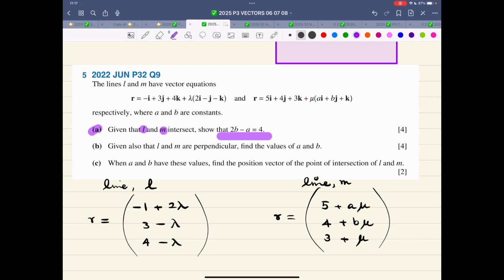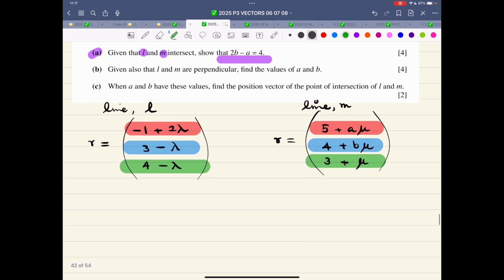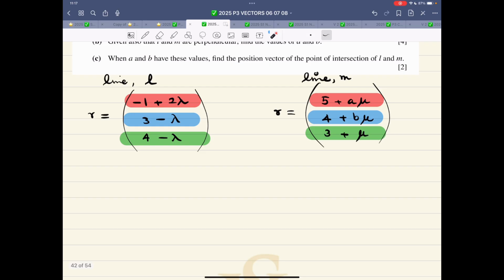So now what do we do? We say that if two lines are intersecting, let me use the red color, the x coordinates are the same, and the y coordinates at that point of intersection are the same, and similarly the z coordinate should be the same. Now think about it. How should we get started? There is lambda, there is mu, there is a, there is b. So now it's kind of a difficult scenario. Now let me get started with the third equation because there are no unknown constants over here.